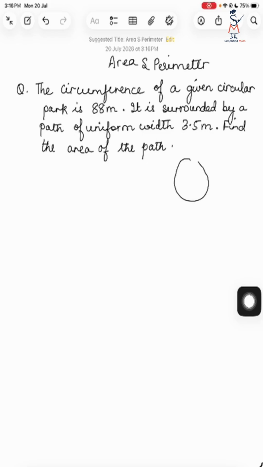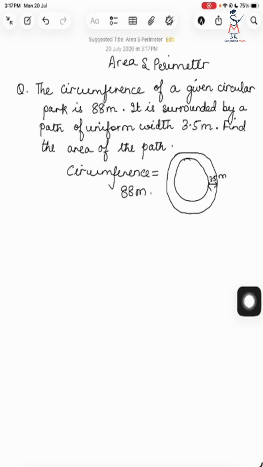This is a circular park whose circumference is given. The circumference of this park is 88 meters. Now this park is surrounded by a path of uniform width 3.5 meter. That means it is surrounded on all sides by a path which is 3.5 meter in width. You have to find the area of this path. Now what will be the area of this path?